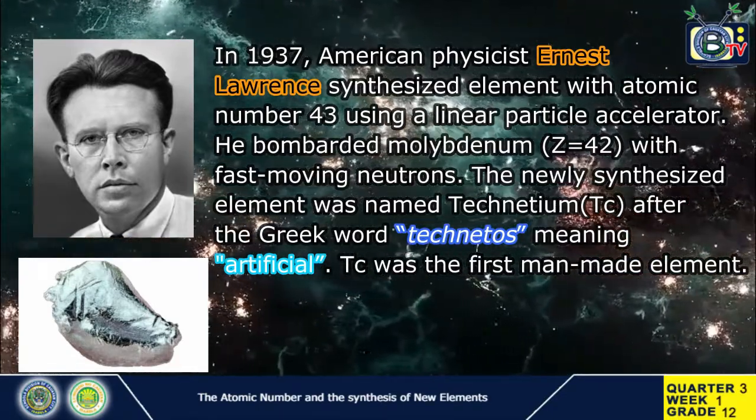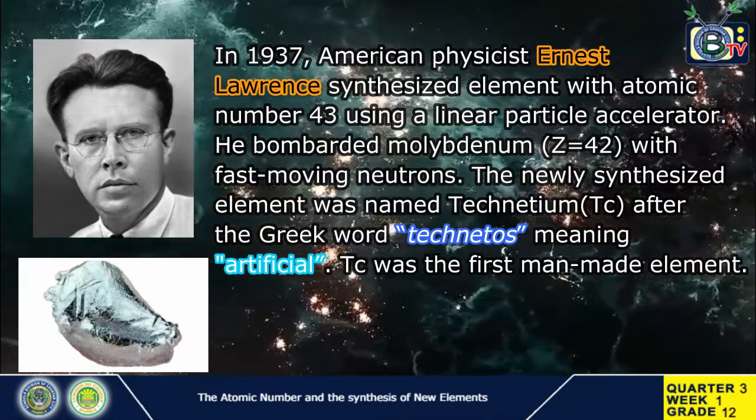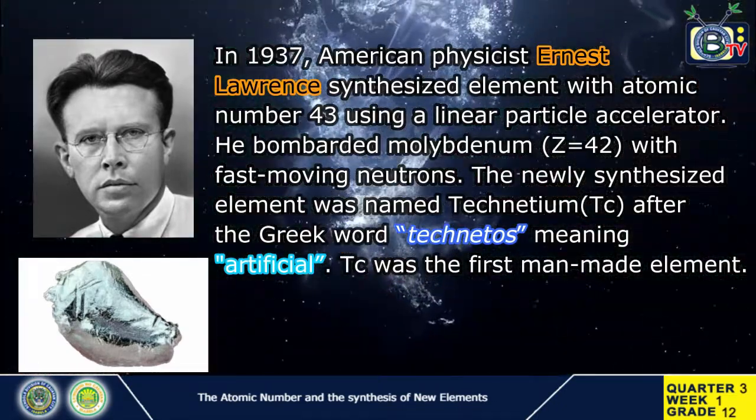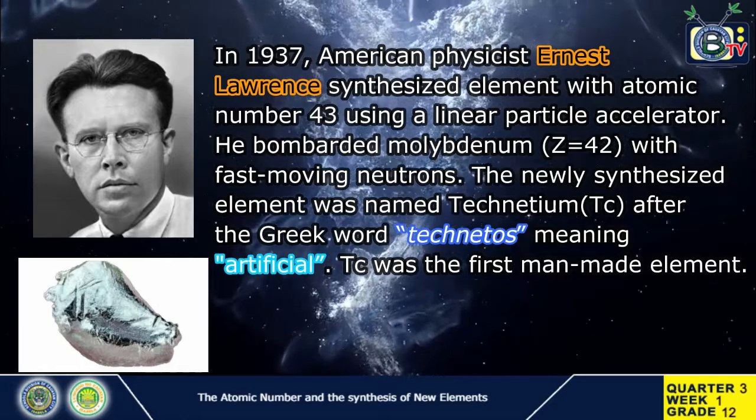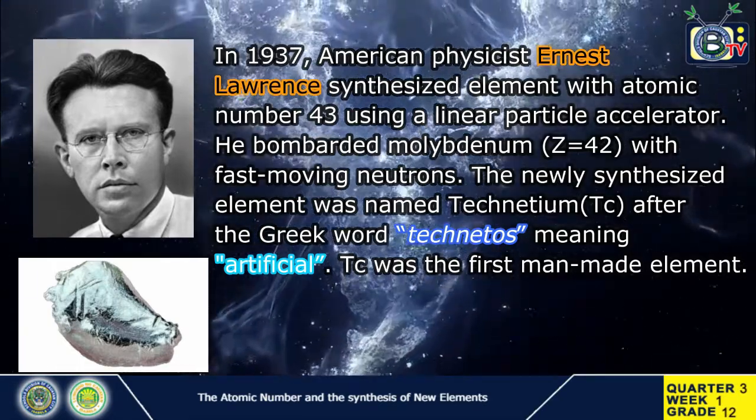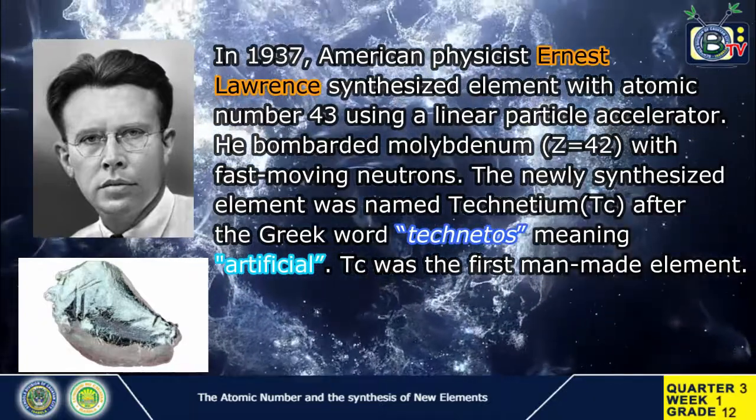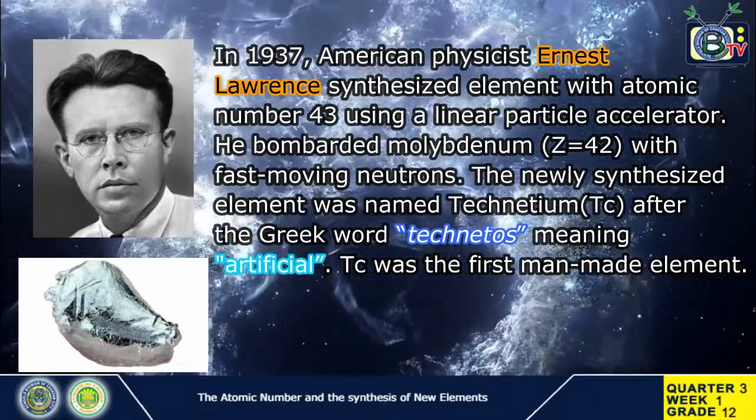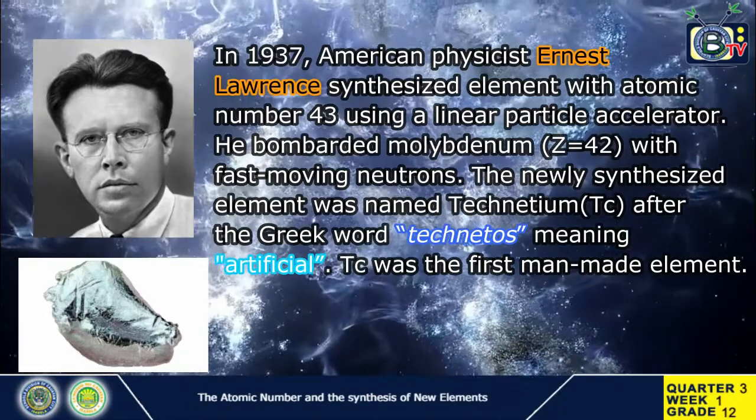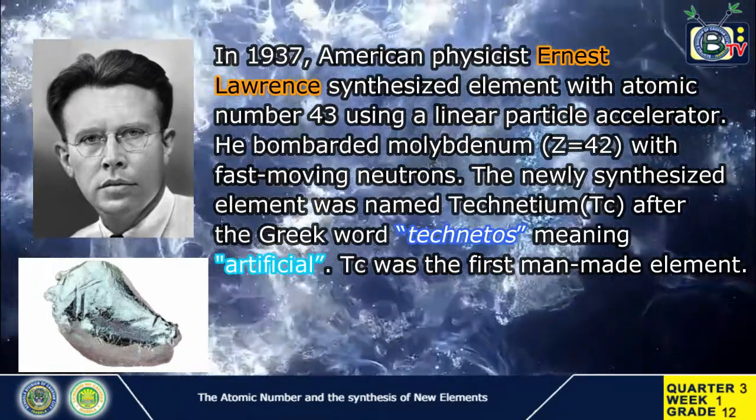He bombarded molybdenum, or Z equals 42, with fast-moving neutrons. The newly synthesized element was named technetium, or Tc, after the Greek word teknetos, meaning artificial. Technetium was the first man-made element.